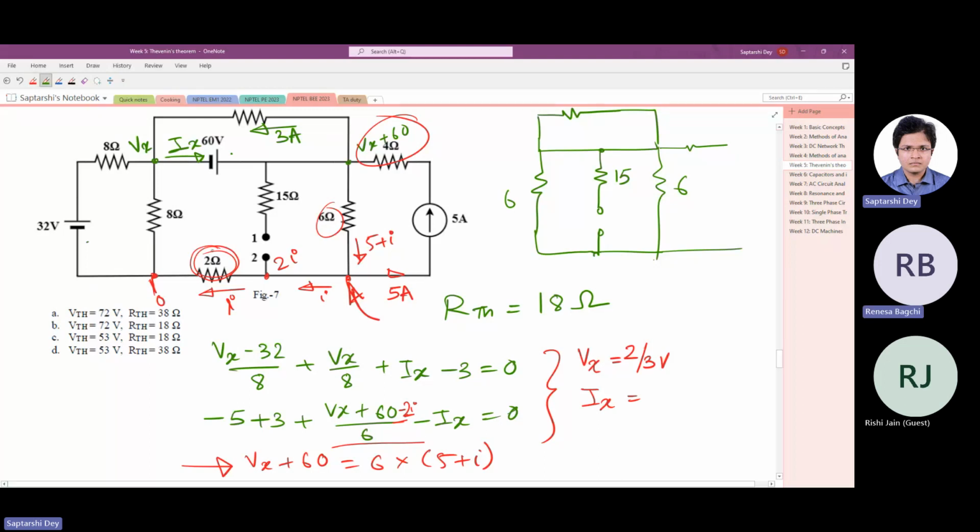Then the answer is coming 5.8. What is 5.8? Sir, 5.8 is Ix. And Vx? Four point eight. 4.8.